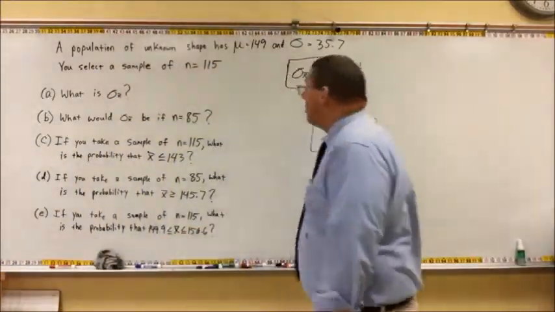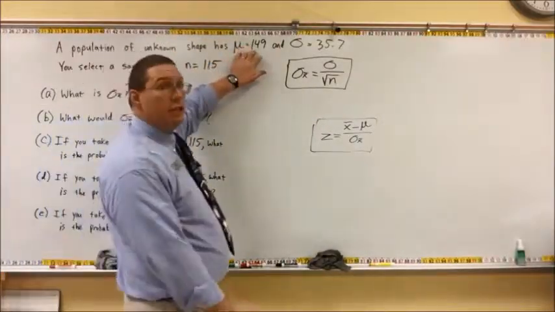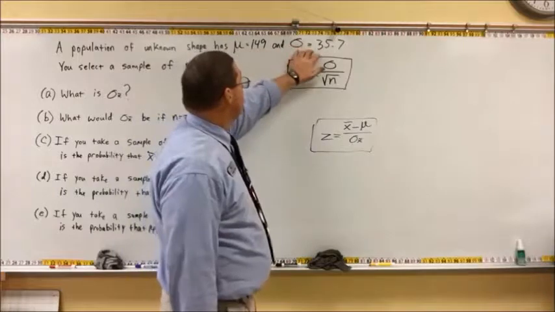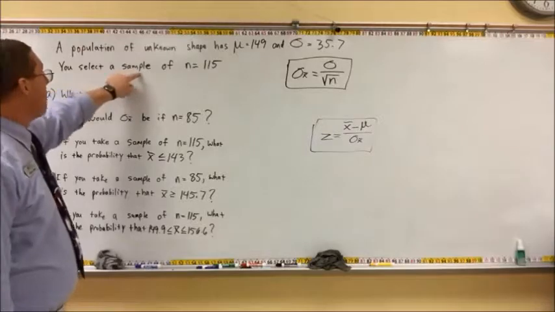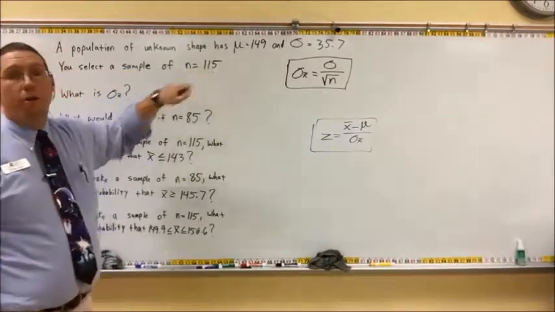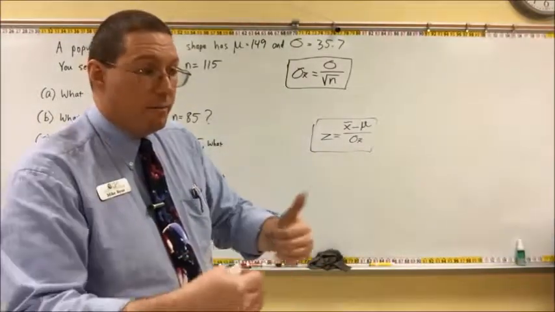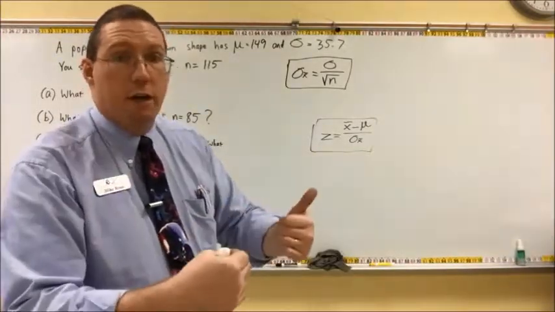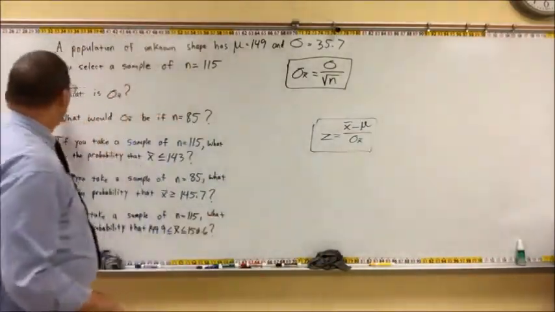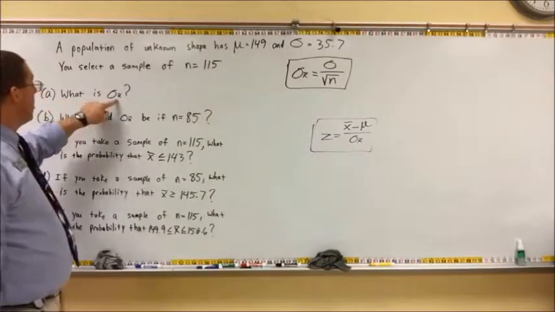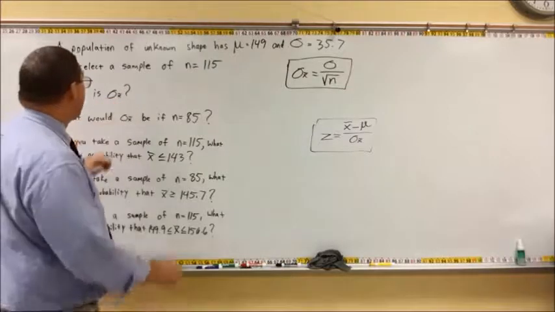So let's look at this question. It says a population of unknown shape has a population mean of 149 and a population standard deviation of 35.7. And you're going to select a sample of n equals 115. So your sample size is 115. You're grabbing 115 items out of the population to measure and to accumulate their data. Okay? So now, part A says, what is sigma sub x bar, right? And this means standard error. What is the standard error?